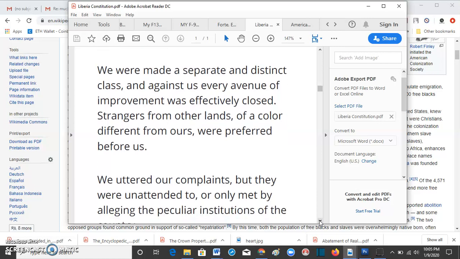So what did Bouvier's dictionary say? Indians are a distinct people, right? Okay.